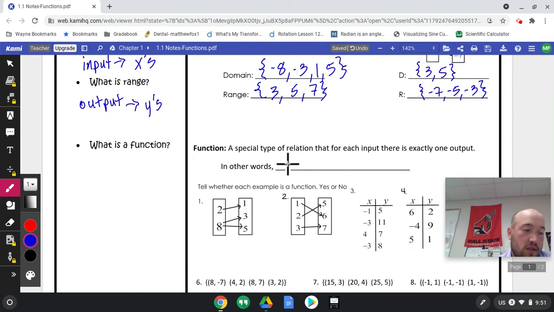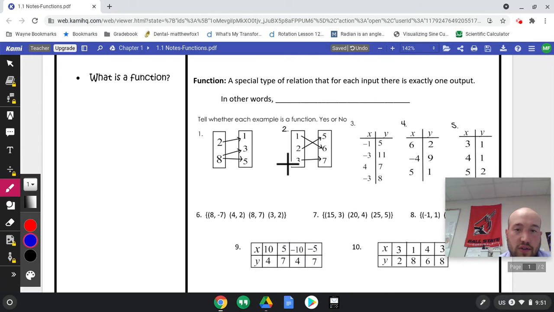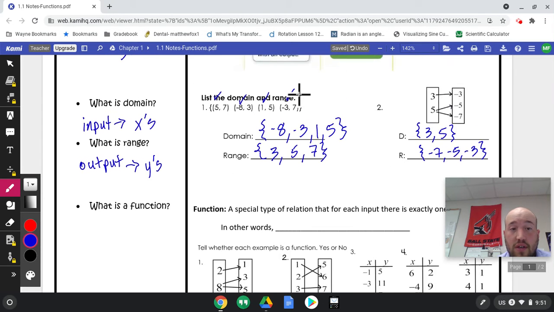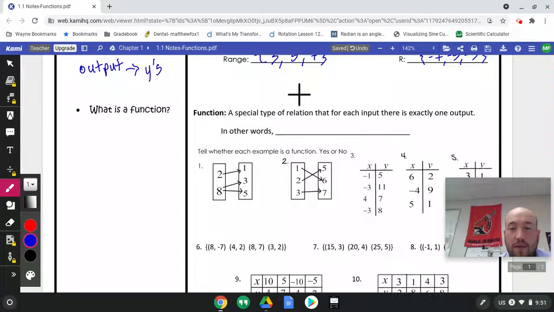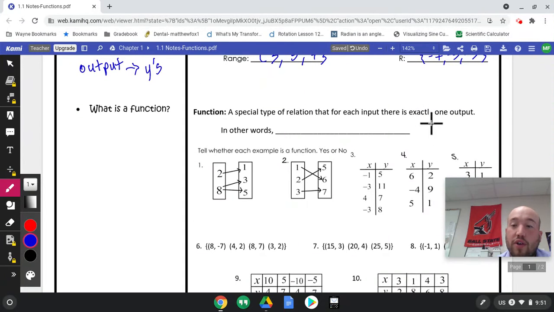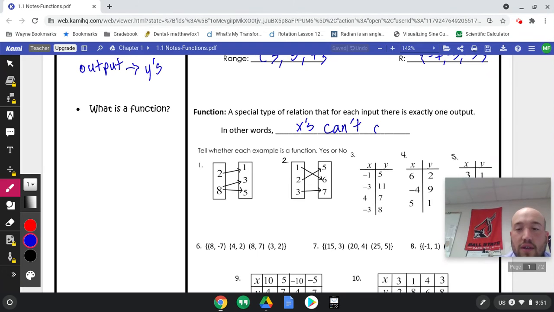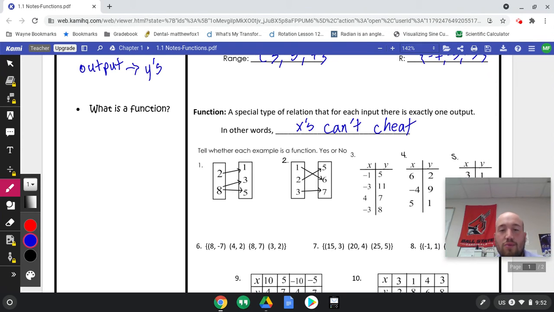All right. So now, what is a function? Over here, it says it's a special type of relation. So not just a correspondence now, but a special type where for each input, there's exactly one output. To put this in high school terms, we're saying x's can't cheat. The x's can only be talking to one person. They can't have a side person. They can't be making conversation with others.